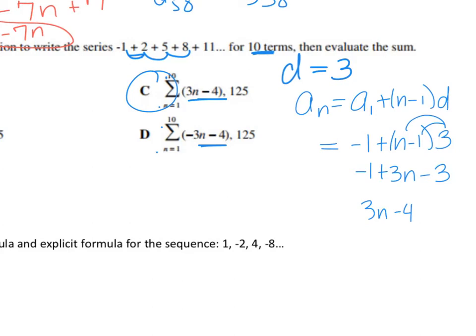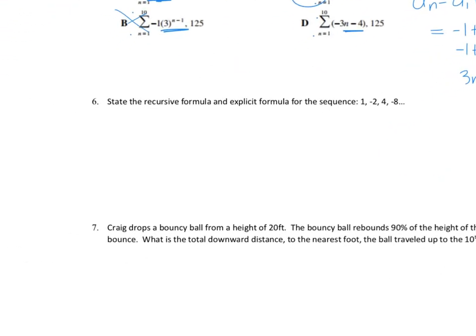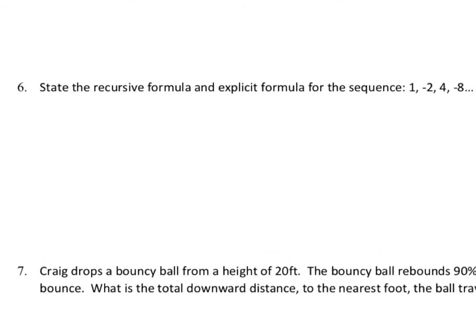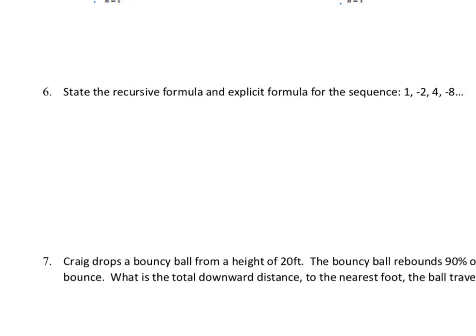Okay, next question. It says, state the explicit and the recursive formula for the following sequence. First off, what kind of sequence do we have? Well, looking at it, I can tell that it is multiplying by -2. Now, if you don't see that, what you can do is divide this by this and divide this by this. 4 divided by -2 is -2. -2 divided by 1 is -2. And you can see that the pattern is division.